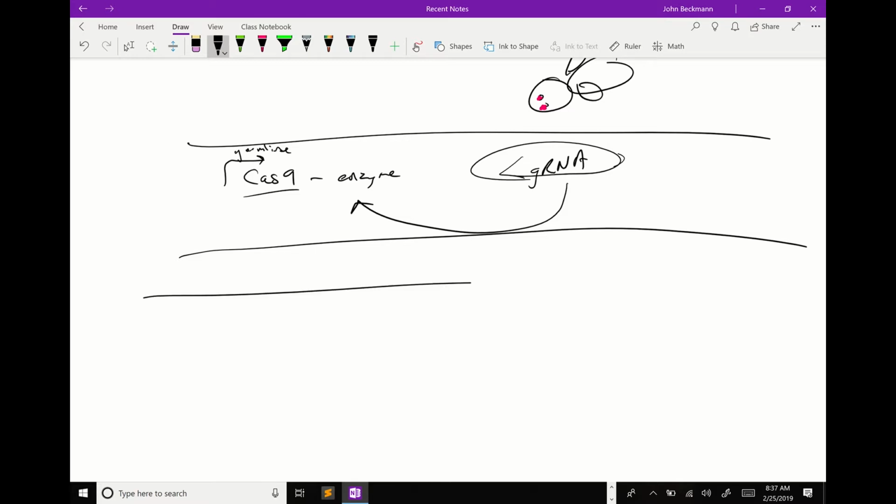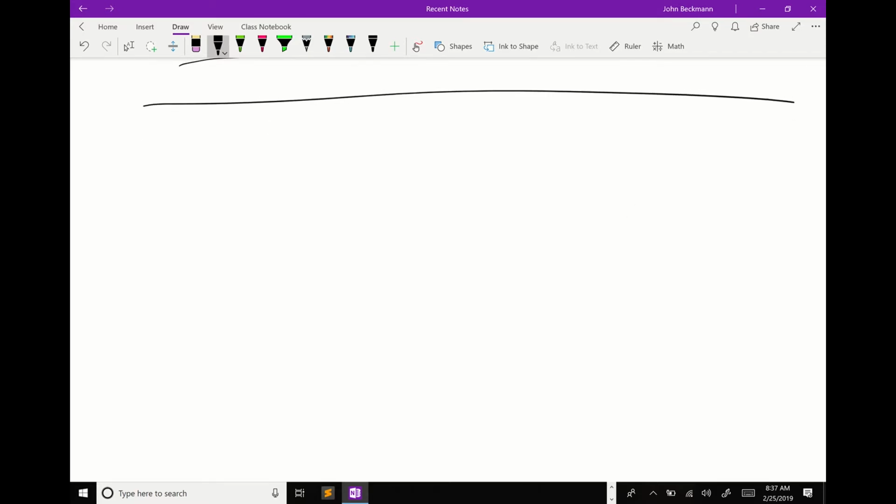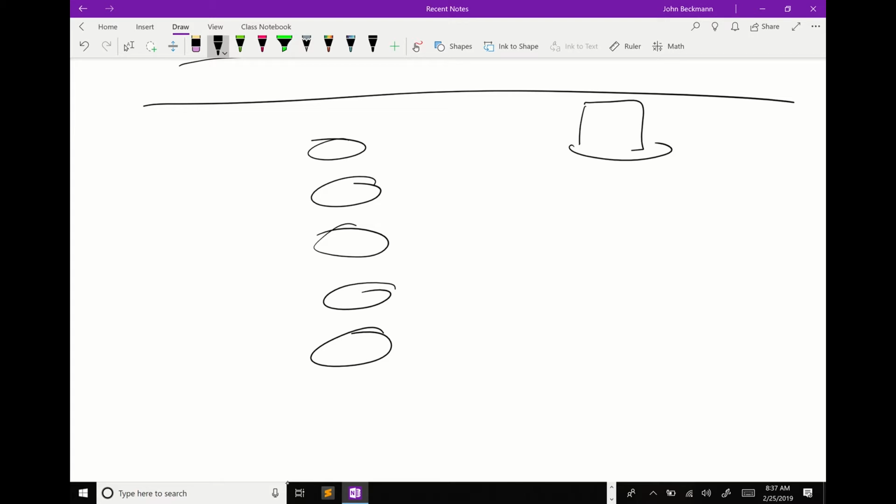Okay, let's talk about the microinjection process. So you collect eggs. Let's say you put a bunch of fruit flies in a cup. They lay their eggs, and you collect them. Is it going to be better to inject the embryos early or later? Early. Why?